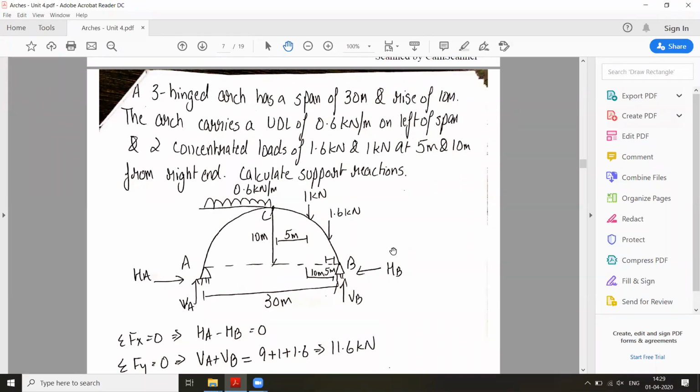Sir, how did this 5 meter come? From the central rise, up to here it is 1 kilonewton, so how did that 5 meter come? What is this distance? So 5 meter, and 1.6 sir, this is 15. Your CB is also 15. This is also 15. So this is your 5 meter.